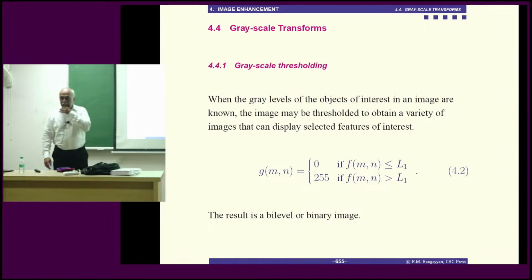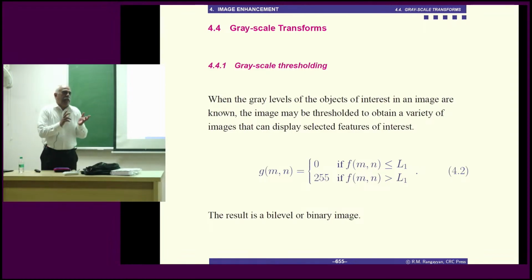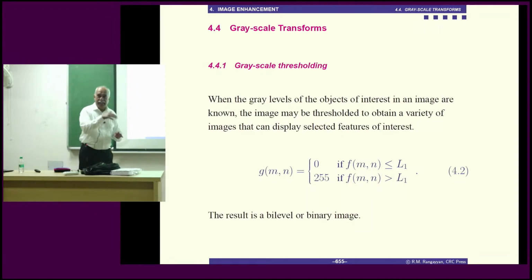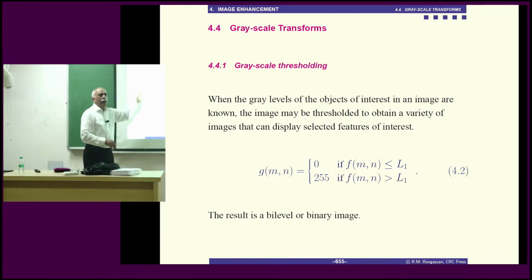So let's look at transforms for enhancement now. Different types of enhancement and different types of transforms, not the Fourier transform, but grayscale transforms. How do you change the grayscale values in an image? Grayscale thresholding is simple. Convert a grayscale image with a range 0 to 255 to a binary image. So put a threshold and say everything below this is not of interest, everything above that is of interest, but just give it one value. I don't care about the variations in the two ranges.